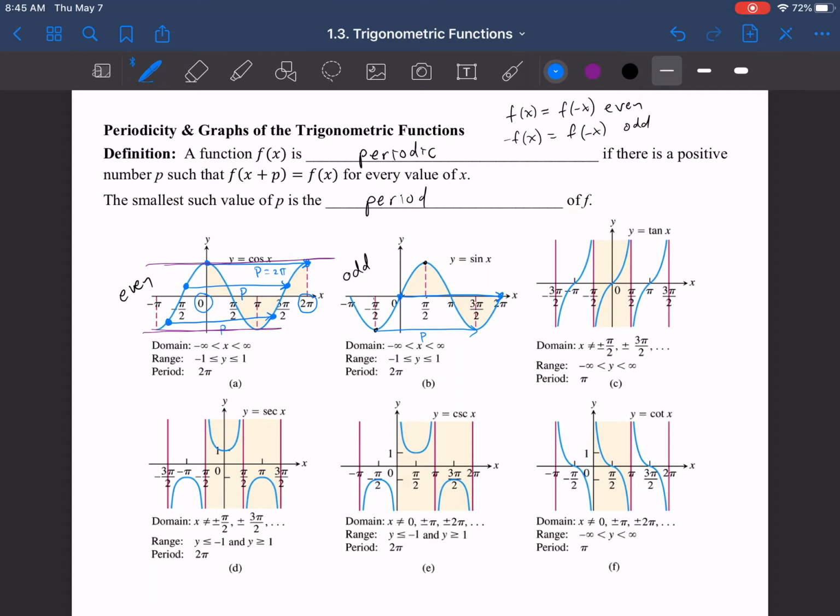This next one here is tangent of x. And remember, tangent is equal to sine of x over cosine x. So if you divide those two together, this is the graph you will get. Here you have to be careful, because if you notice the period, look at how long it takes to repeat. If we start here at 0, we're only going a pi amount before it repeats. So for tangent, our period is pi.